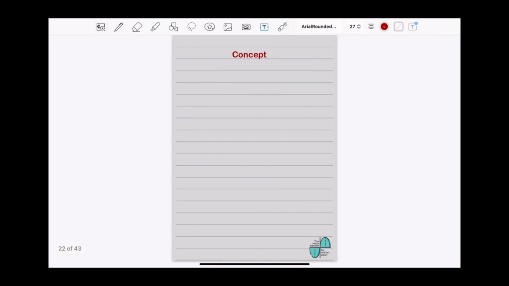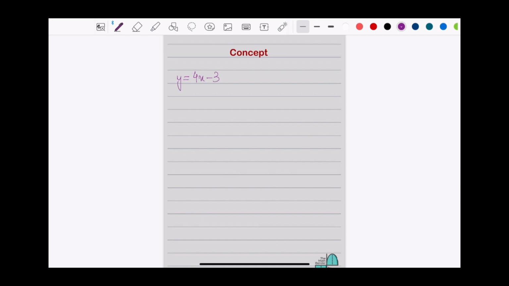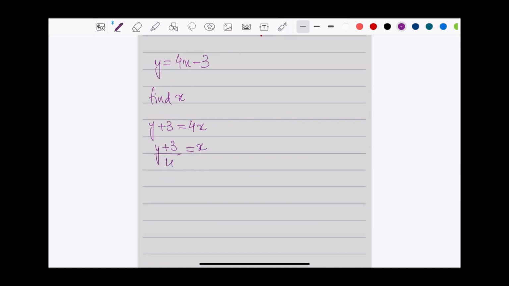So let's start. Alright, so if I say y is equal to 4x minus 3, and I want you to find x, the first step is to make x the subject. So y plus 3 is equal to 4x, and y plus 3 over 4 is going to be x. This is how you made x the subject.